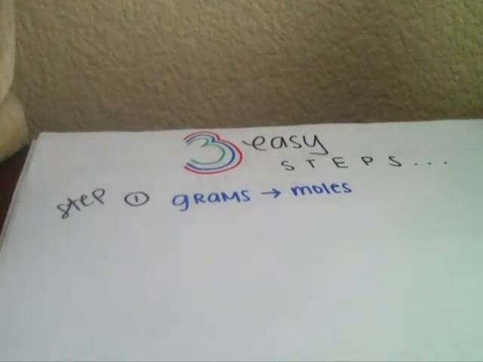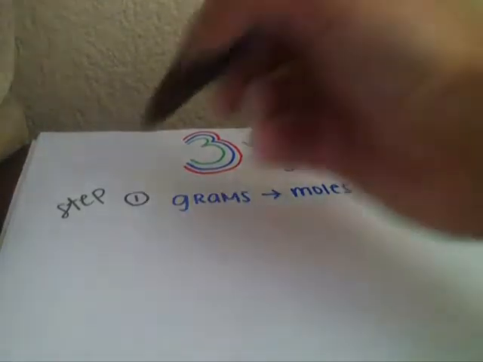Okay, so step 1. To determine the empirical formula, you're going to start by converting the mass of each element to moles. In the problem, you are going to be given the number of grams for each element. Some problems give you percentages, but you just have to simply assume that the total mass is 100 grams.